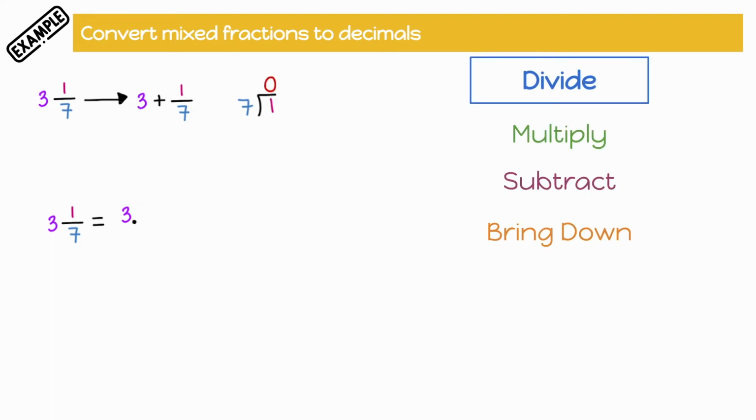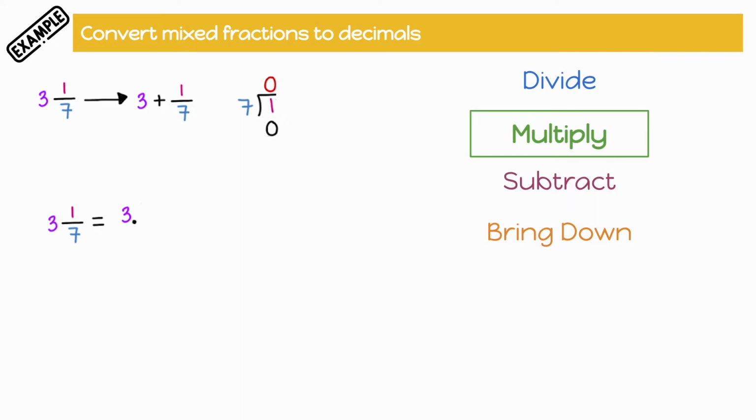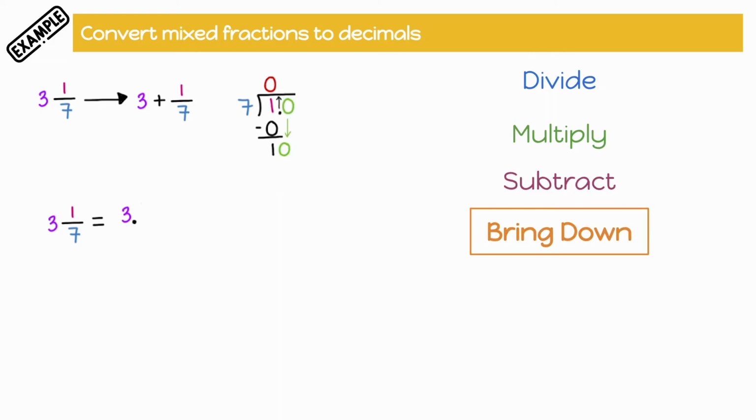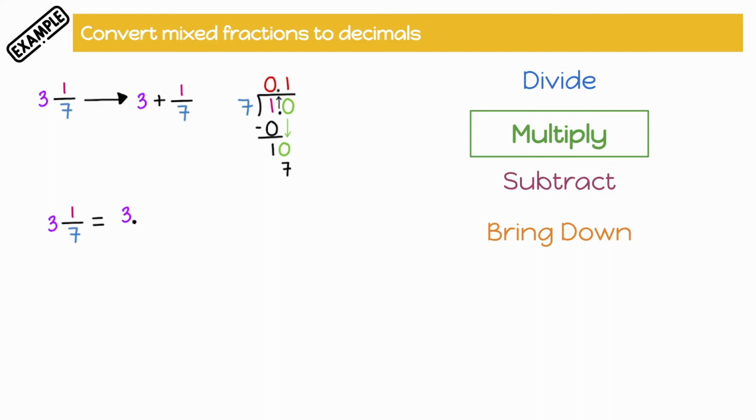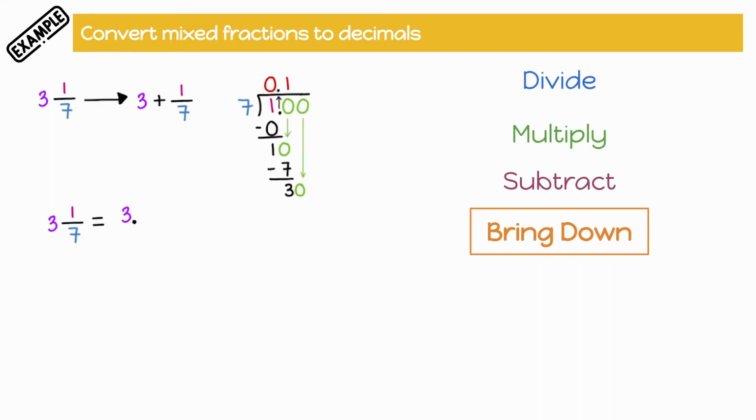So we're going to divide. 7 fits into 1 0 times. We're going to multiply 7 times 0, which gives us 0. And we're going to subtract. 1 take away 0 gives us 1. And we're going to bring down because we had a remainder of 1. So now we bring down, and now we get 10. And 7 fits into 10 one time. 7 times 1 gives us 7. We're going to subtract. We get 3. And we're going to bring down.